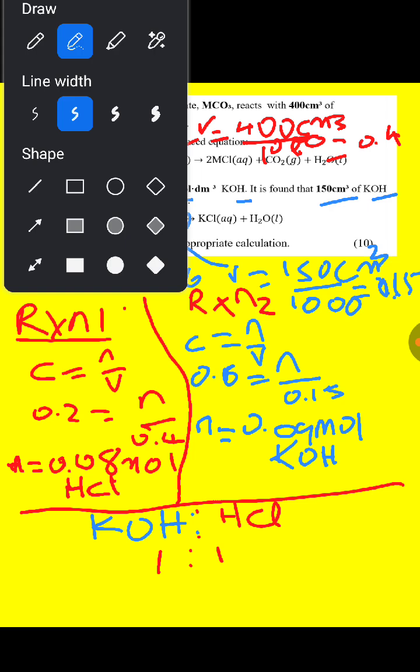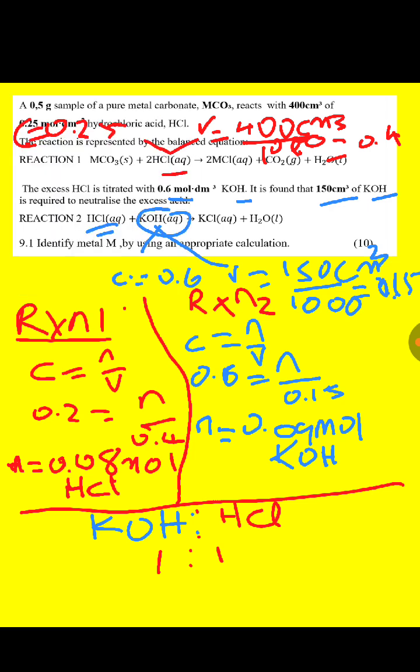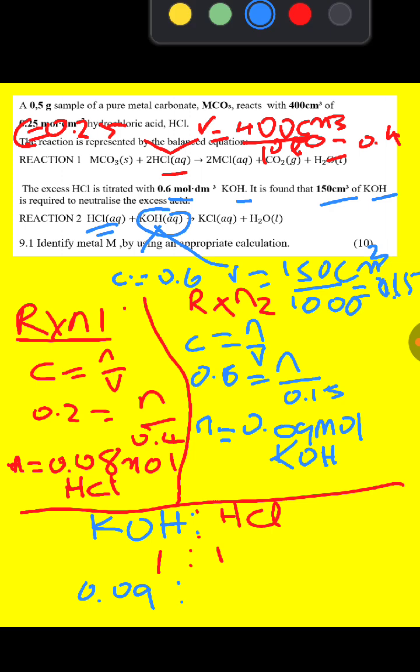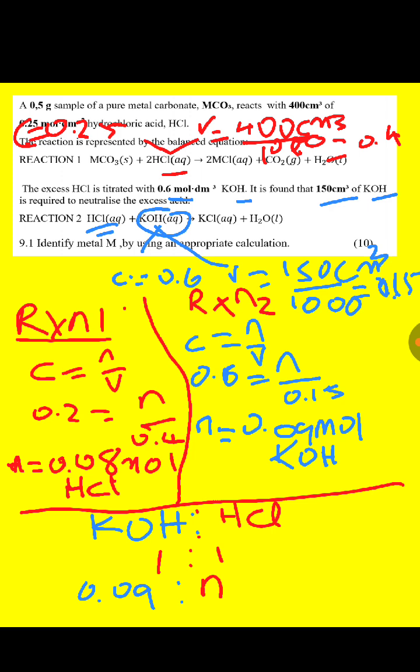Right. According to that ratio now, it means if I have 0.09 moles of KOH, then what are the number of moles of HCl? So the number of moles of HCl will also be 0.09 mole, because the ratio is 1:1.